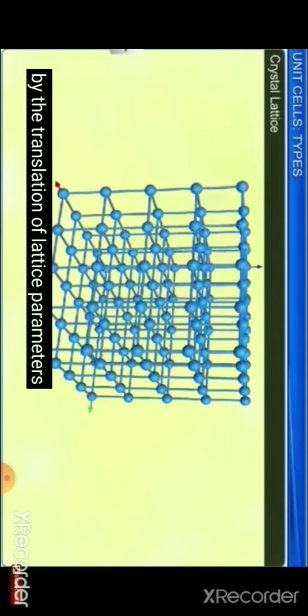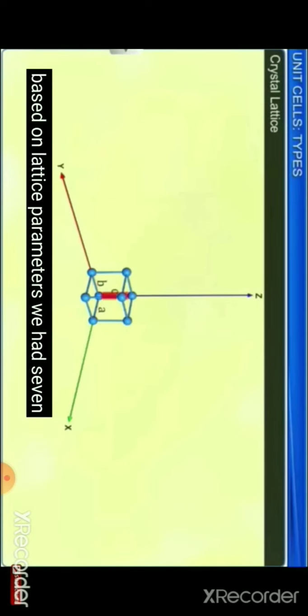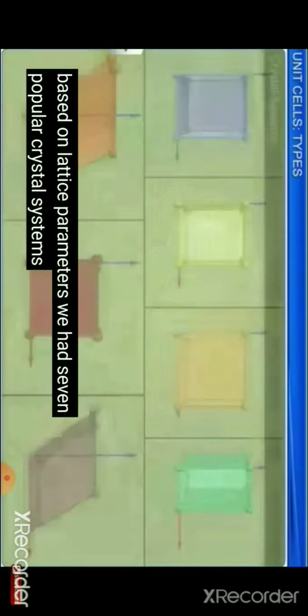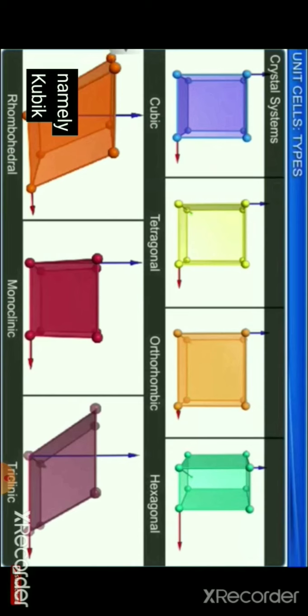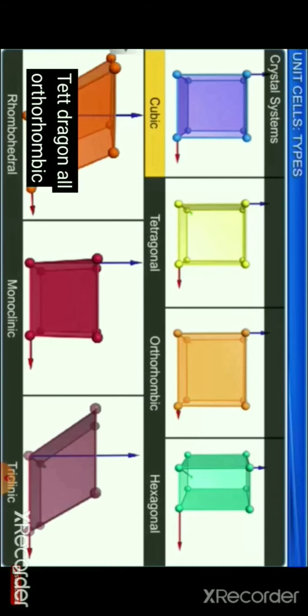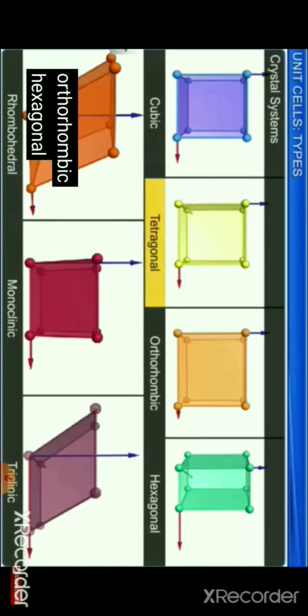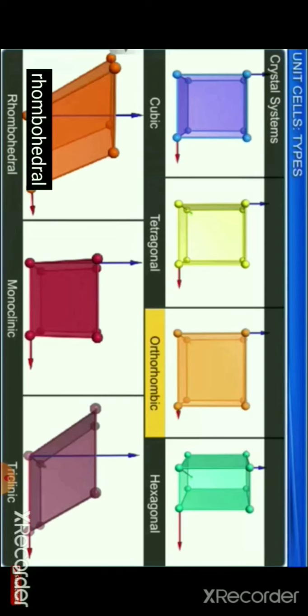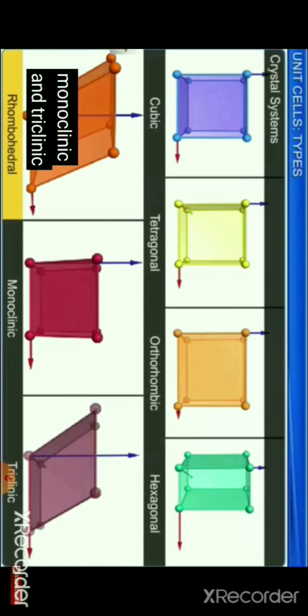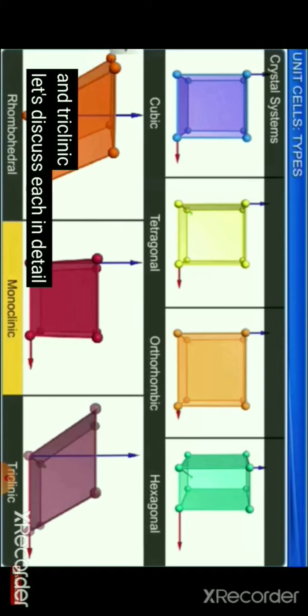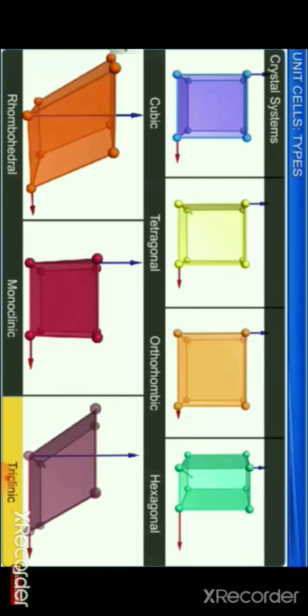You know that a three-dimensional crystal lattice is generated by the translation of lattice parameters A, B and C. Based on the lattice parameters, we have 7 popular crystal systems, mainly cubic, tetragonal, orthorhombic, hexagonal, rhombohedral, monoclinic and triclinic. Let's discuss each in detail.